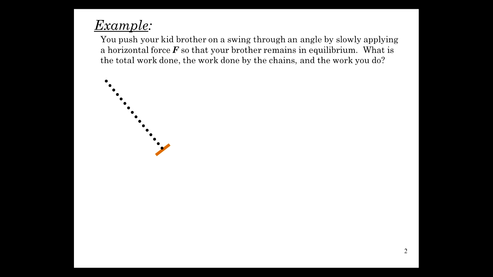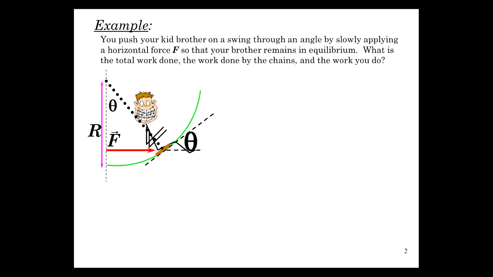We have a swing. Here's the chain represented. And you're going to push your little brother on this swing with a horizontal force. There he is. And we've got an angle theta here, a radius equal to r, and here's your horizontal force. You're always pushing with a horizontal force. You're going to do it in such a way that you don't produce an acceleration. So you just push to the right horizontally with whatever force you need to keep moving him along the path that he then subsequently moves on, which is this circular path here.